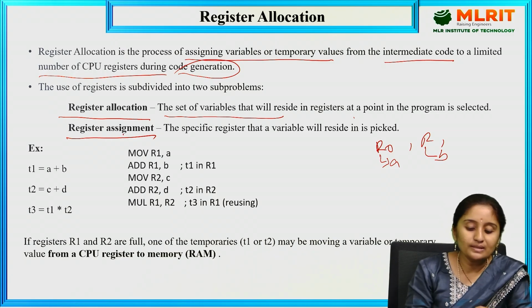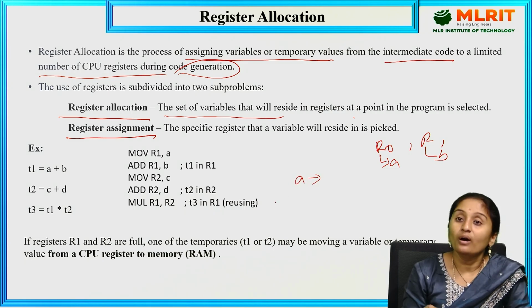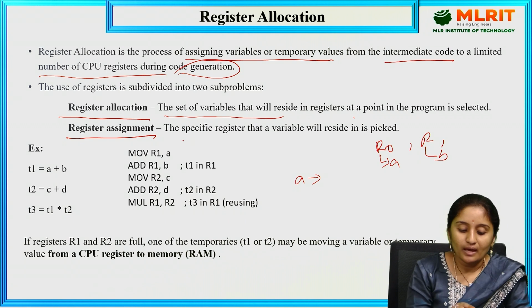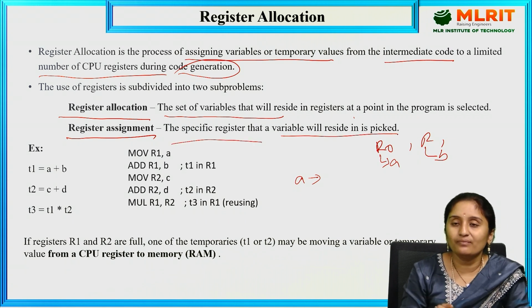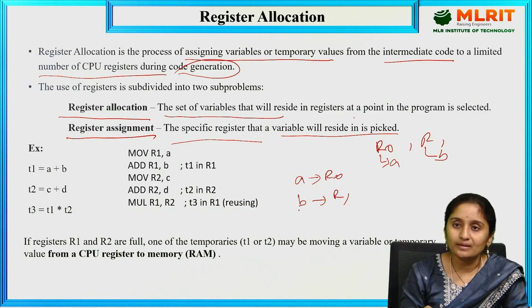Coming to register assignment: the variable A is assigned to which register? The specific register that a variable will reside in is picked. For example, the A variable has the R0 register and the B variable has the R1 register. So this is the register assignment.